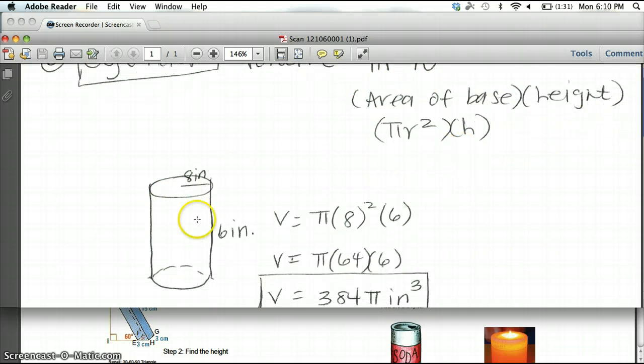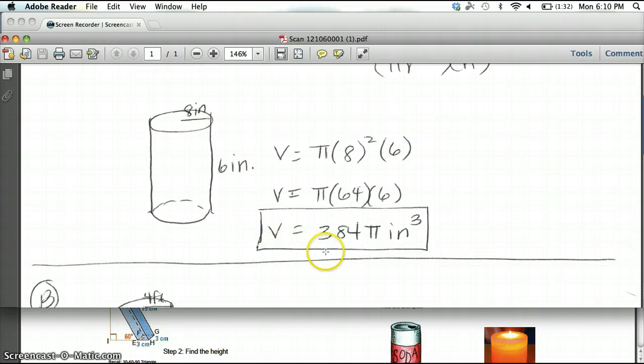So let's look at our cylinder. We've got our radius is 8 inches and the height of our entire cylinder is 6. So the volume is pi radius squared times height. So pi, the radius is 8, so 8 squared times height. 8 squared is 64. So 64 times 6, and our volume is 384 pi inches cubed.